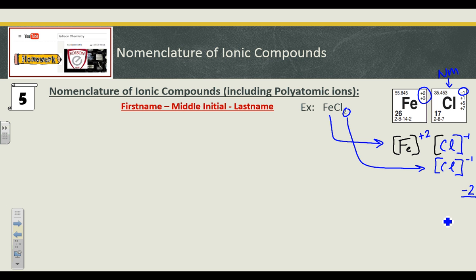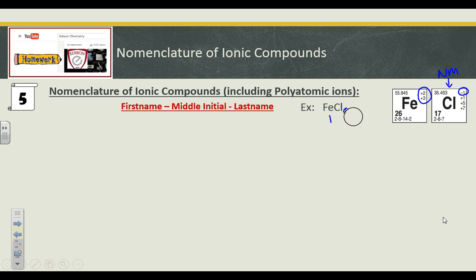Well, iron is a transition metal, so it has to have an initial in the middle of its name in order to show you that we're talking about the iron +2 ion, not the iron +3. So as I build the name, I am thinking in the back of my head, okay, I have 1 iron ion and 2 chlorine ions. It helps me figure out the middle initial for this particular compound. So let's see how it goes.